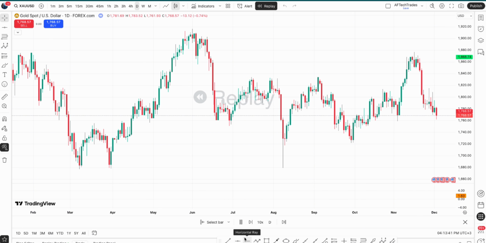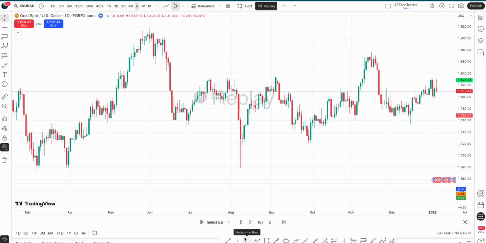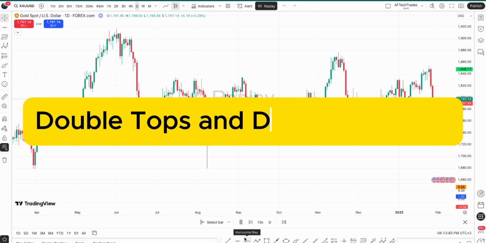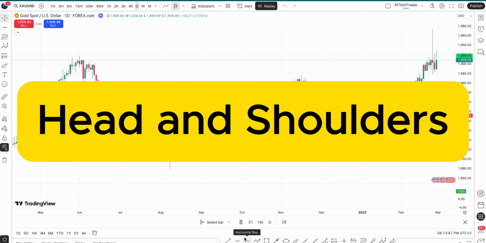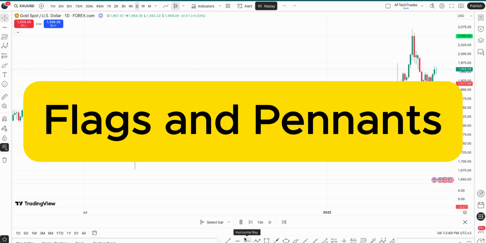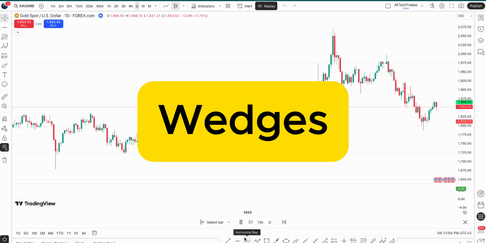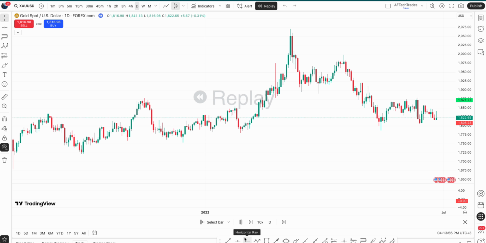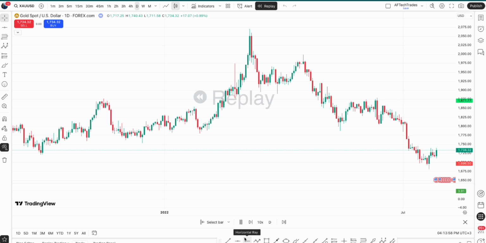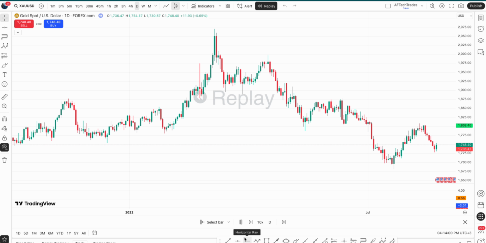So let's quickly recap the 5 chart patterns that can print money. Double tops and double bottoms. Head and shoulders. Flags and pennants. Triangles. Wedges. If you master these patterns, you'll start seeing opportunities everywhere on your charts.